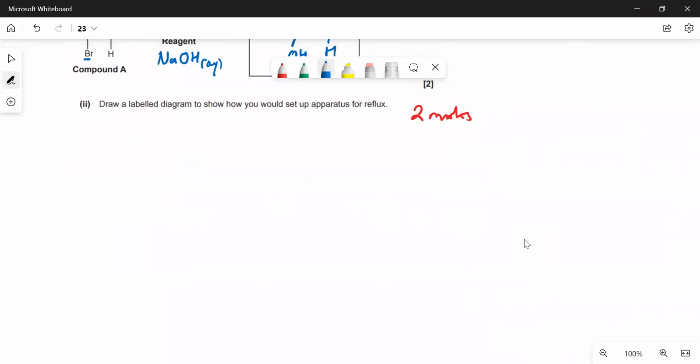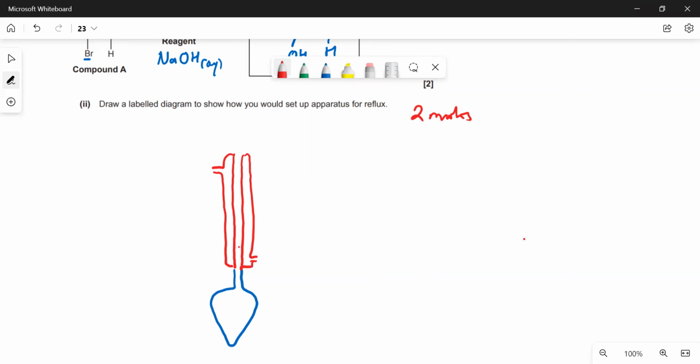Draw a labelled diagram to show how to set up the apparatus for reflux. There's 2 marks there. So what we want to do, for reflux, you have a pear-shaped flask or round bottom flask, doesn't really matter. And on top of that, connected to that, you're going to have a condenser in the vertical position. So we need to label the flask. This is the condenser. I want to say the water should go into the bottom, the water in there, and the water out coming at the top. It's only 2 marks. You might not actually even have to label the water in, the water out, just the condenser and the flask.